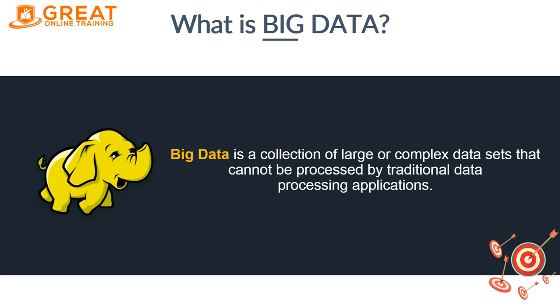So what are the traditional data processing applications? These are our relational databases or relational tables. So this big data cannot be processed by our relational database management systems, RDBMS. So this type of data, we can call big data. Big data is a collection of large or complex data sets that cannot be processed by our traditional data processing applications.